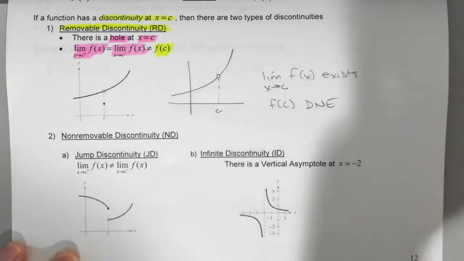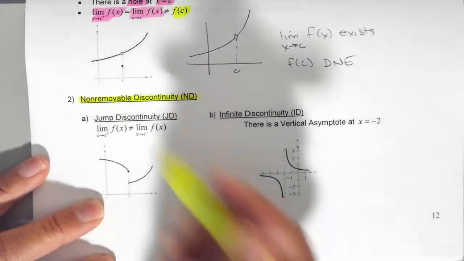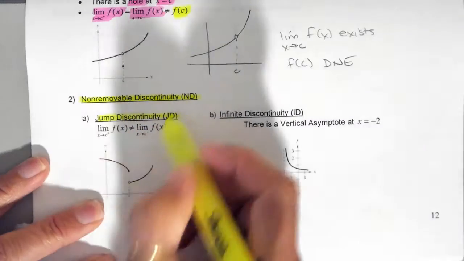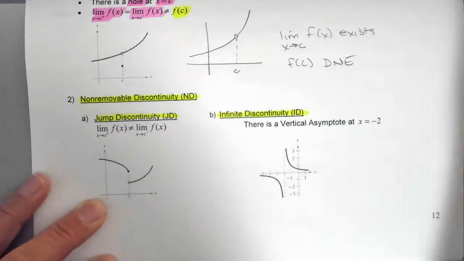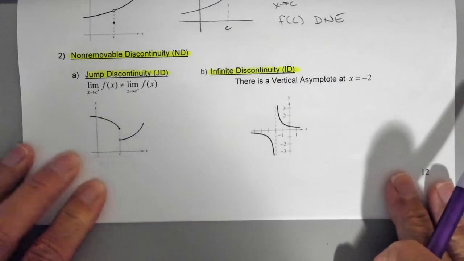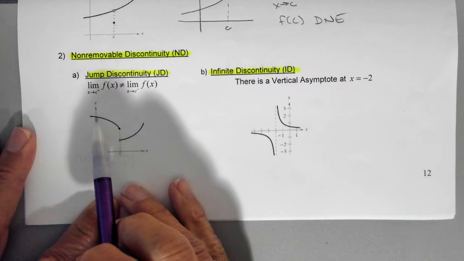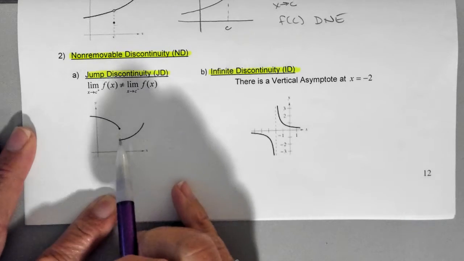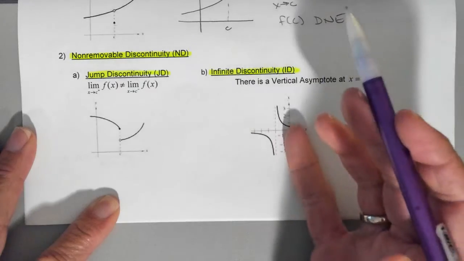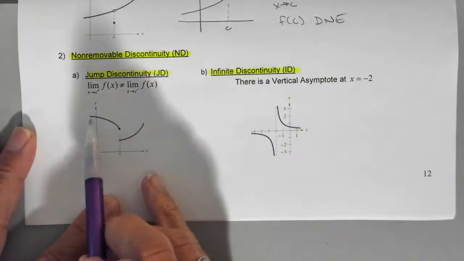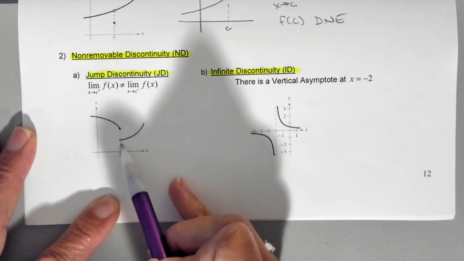Then we have what's called a non-removable discontinuity, ND. We have two subcategories. We have a jump, which is exactly what it looks like, and then your infinite discontinuity. A jump discontinuity is when the left and right-handed limits are not equal to each other. And there could be so many different scenarios, but basically, and you cannot use this as justification, it's just a simplistic way of saying it, when you are sketching this graph, you literally have to jump from this point to the next one.